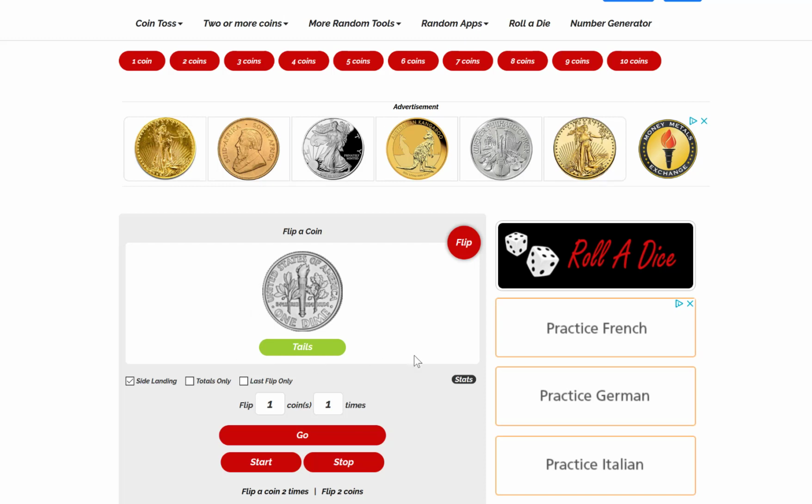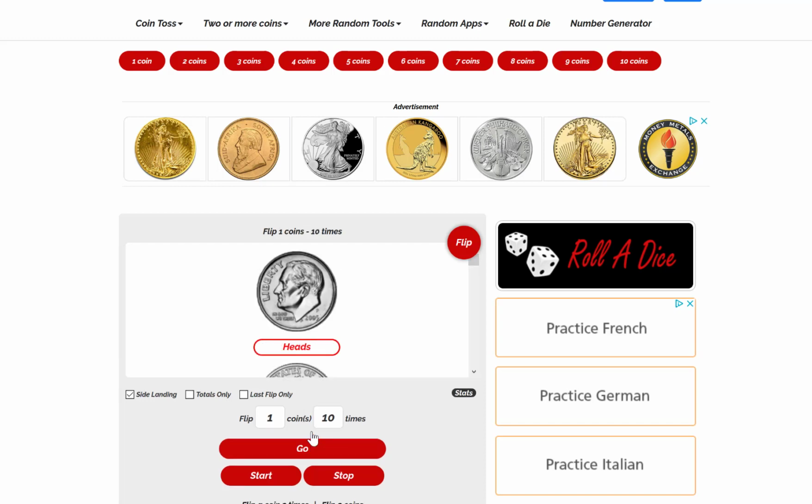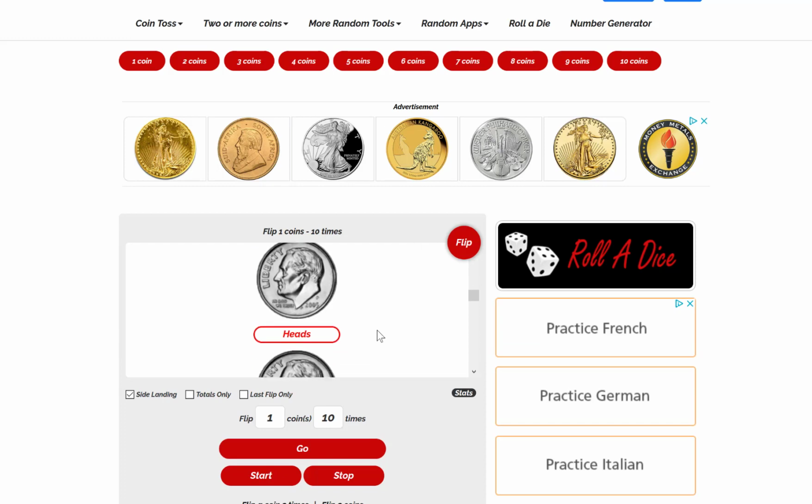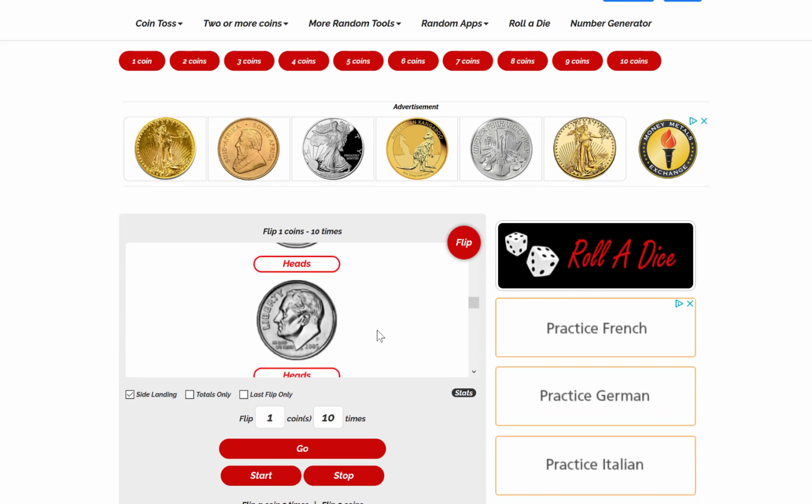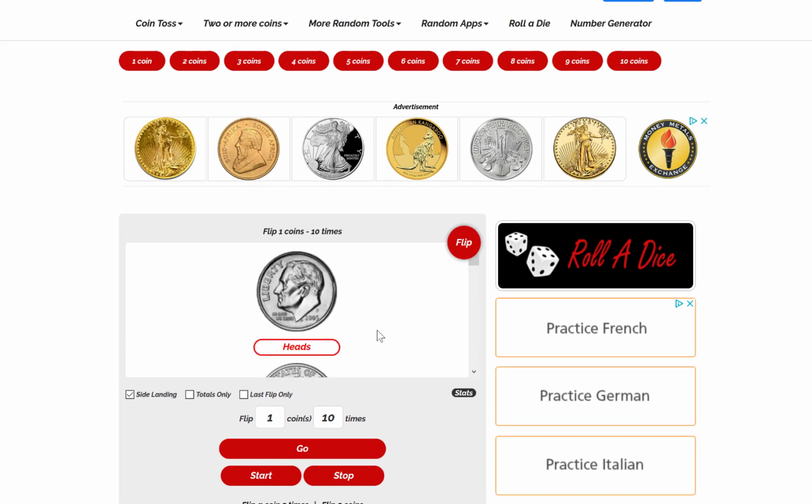What's important is we want to flip this coin 10 times. So right here where it says flip one coin one time, we want to flip one coin 10 times, and that's going to represent flips 1 through 10. So for flips 1 through 10, you could just go ahead and hit go. Okay, so now, if you scroll down, you will see that there are 10 flips. So what you want to do, and I wish I could make this larger, is count how many heads.